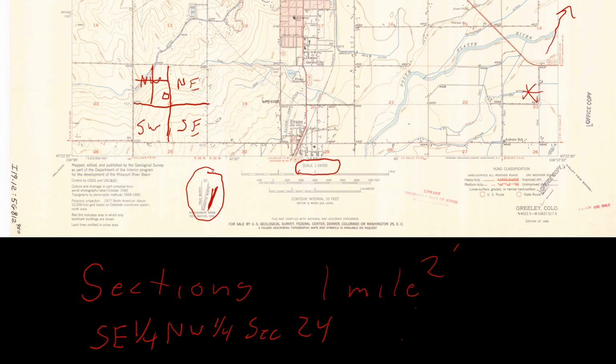Okay? So I need to introduce another measurement concept to you, and that is something called a township. You guys may have heard of this term before, maybe not. A township equals 36 square miles. How many sections would that be? 36, because each section is a square mile. So that means 36 sections.